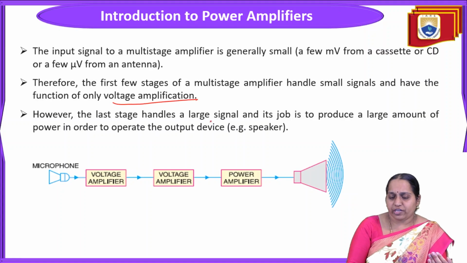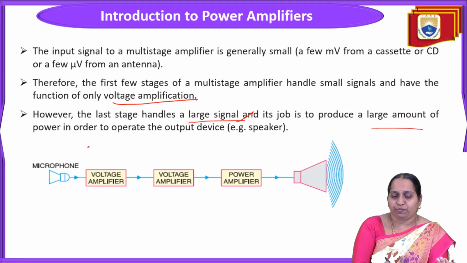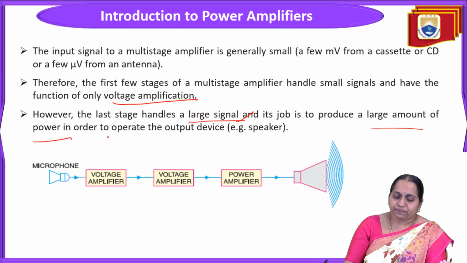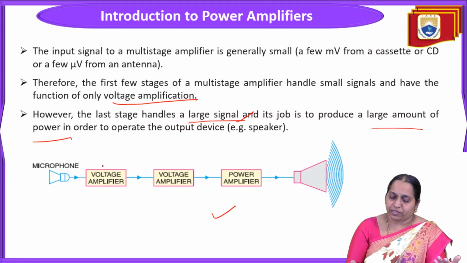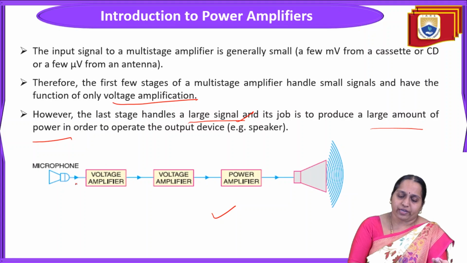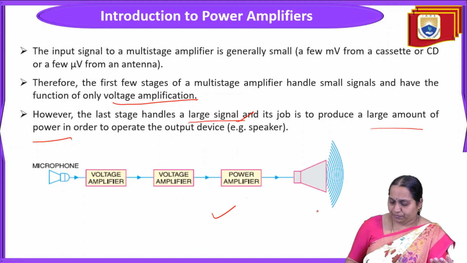The last stage handles a large signal, that is, after being amplified by the previous stages, the input to the last stage will definitely be a large signal, and now the last stage is supposed to produce a large amount of power in order to operate the output device. For example, in this block diagram the input device is a microphone and the output device is a loudspeaker. A microphone generally handles signals of very low voltages. So the first few stages will have voltage amplification, and the final stage will be the power amplifier, whose output is then given to the loudspeaker.